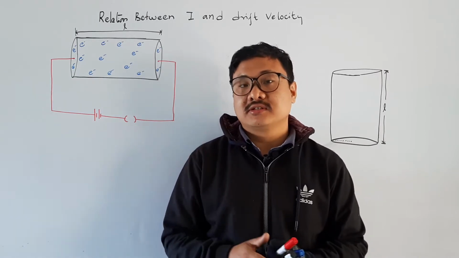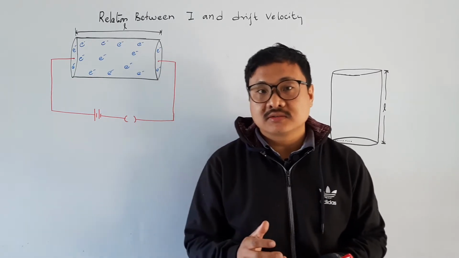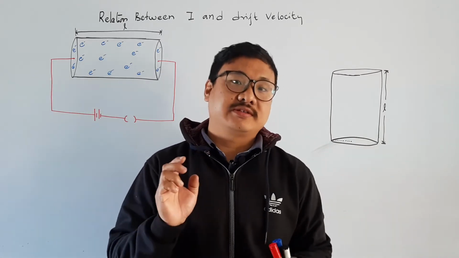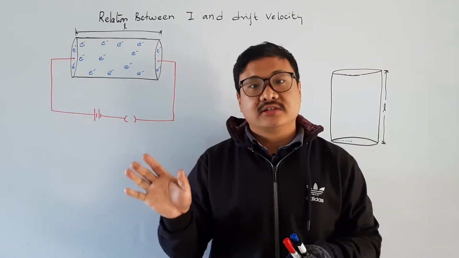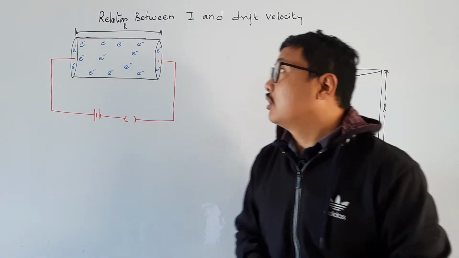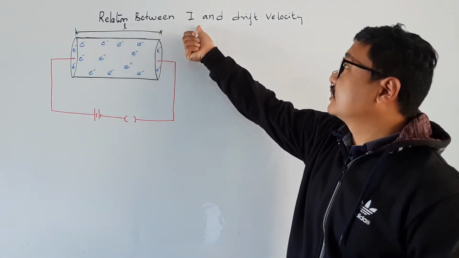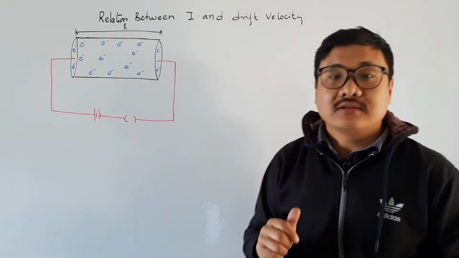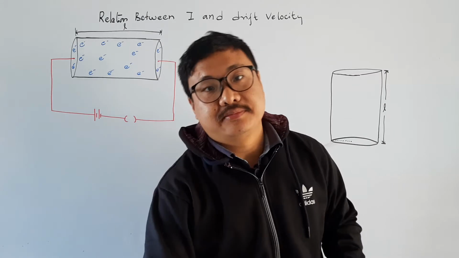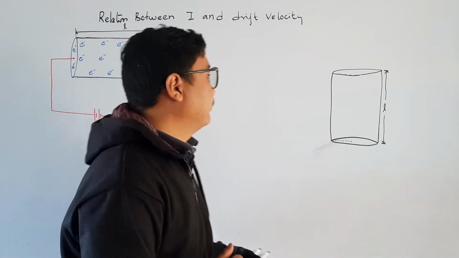This topic is very important for the board examination 2021. In one of the sets, this question will definitely be asked in CBSE class 12. The topic is the relation between current and the drift velocity. Let us find the relationship between current and the drift velocity.